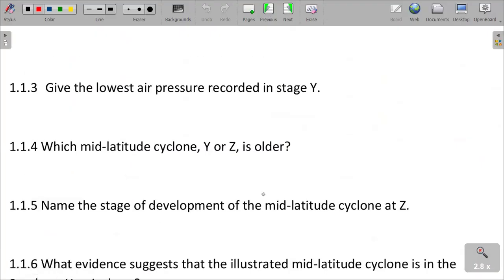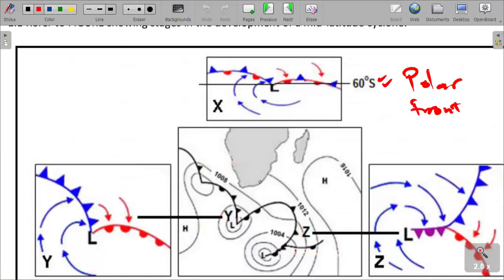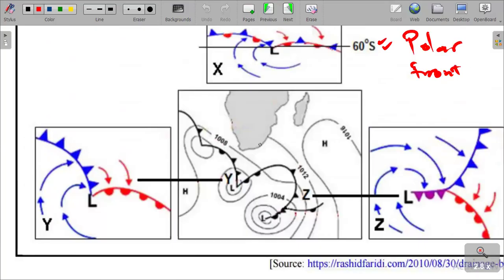Give the lowest air pressure recorded at Y. We are saying at Y here, the lowest air pressure that is recorded there, we are supposed to look at these lines here. Pressure is measured in what? Lines joining places of the same pressure.